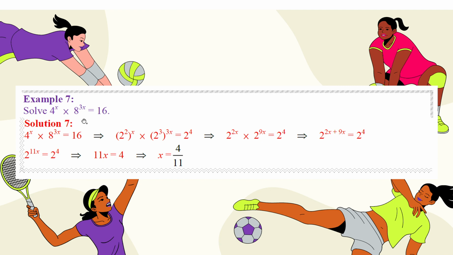How can you get this one without this skill? Right? Impossible. But if you have the skill, everything is straightforward. So remember the skill: make the base or make the exponent the same.